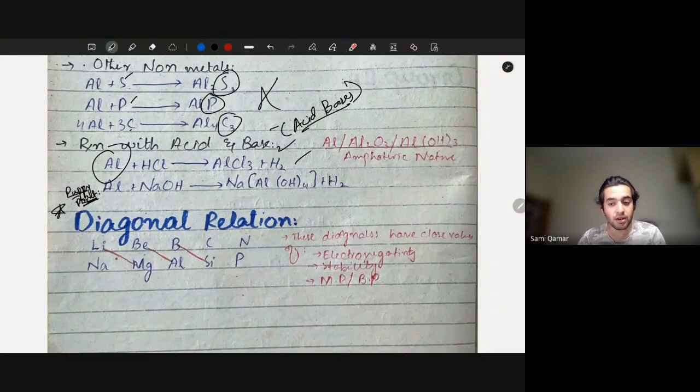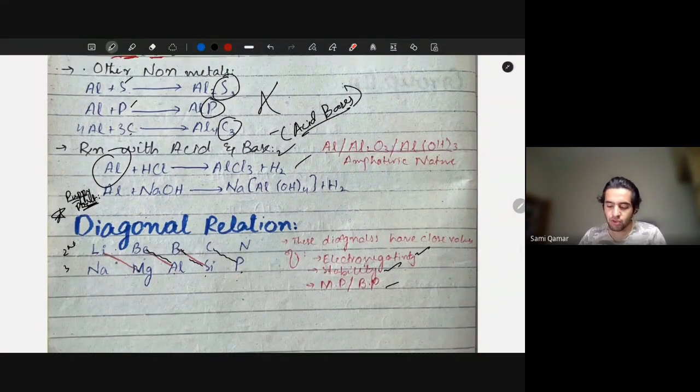So this is diagonal relation. Diagonal relation says we have these two periods, second and third. Lithium and magnesium, boron and silicon, beryllium and aluminium, and carbon and phosphorus. These diagonals will have close values of electronegativity, stability, melting point, and boiling point. So we should be remembering it.